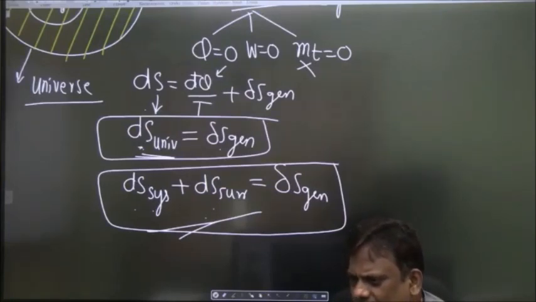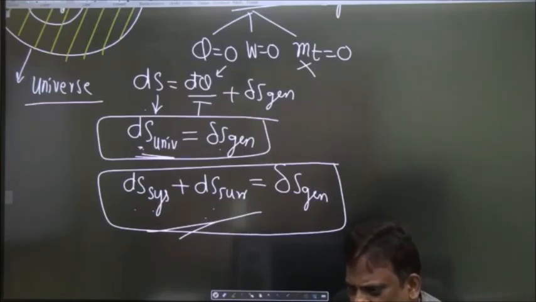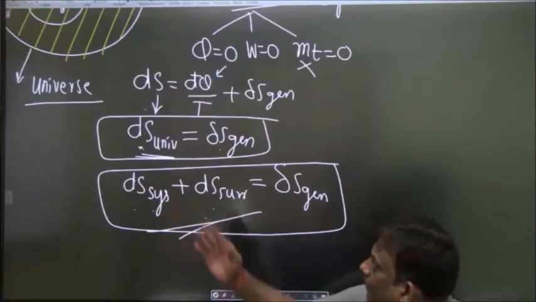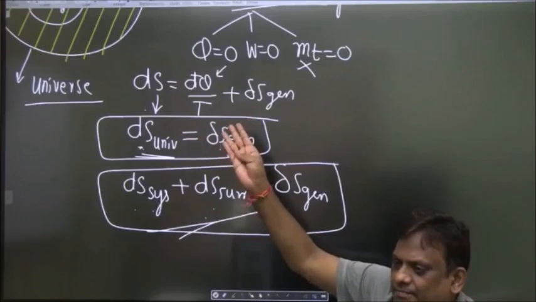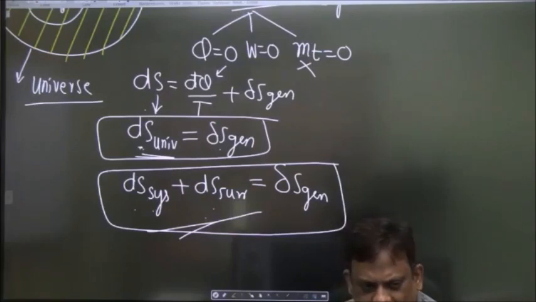Is the universe occurring? Please be careful. Why should I take the universe as system plus surroundings? Because irreversibilities are taking place during the process. When irreversibilities are there, how can I neglect them?